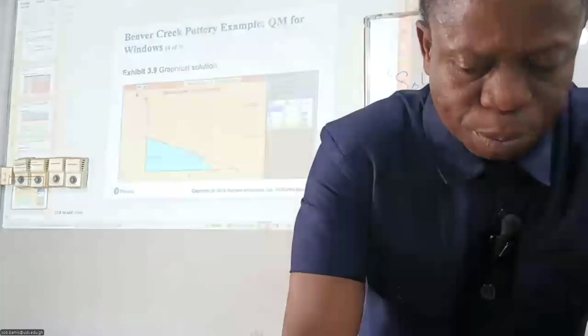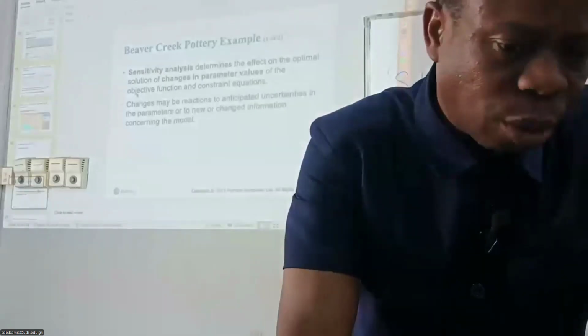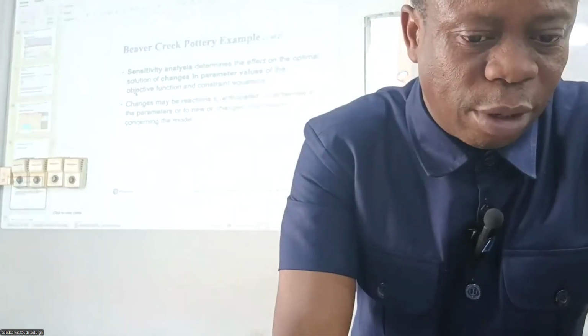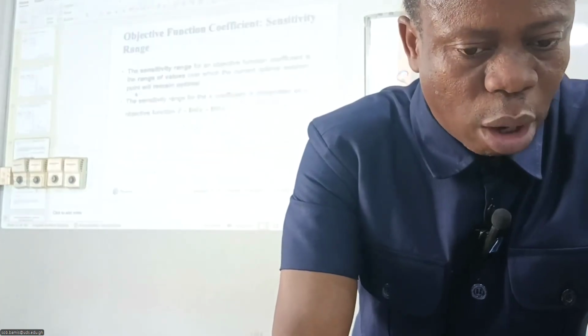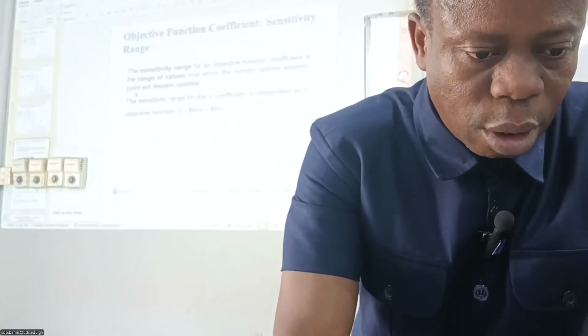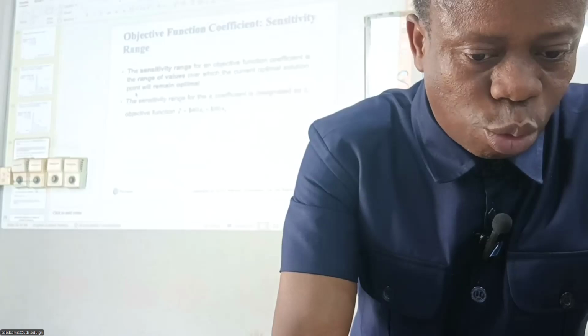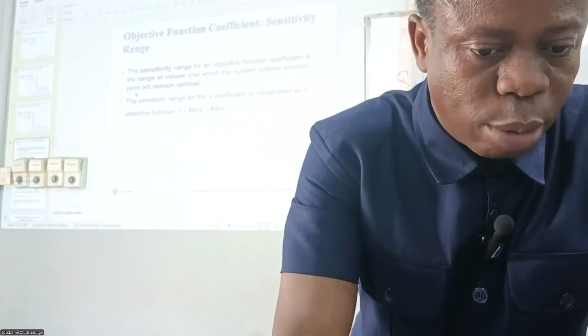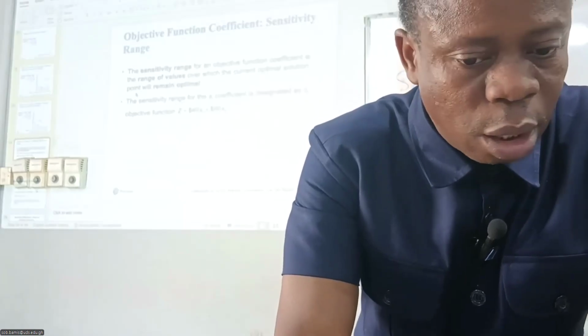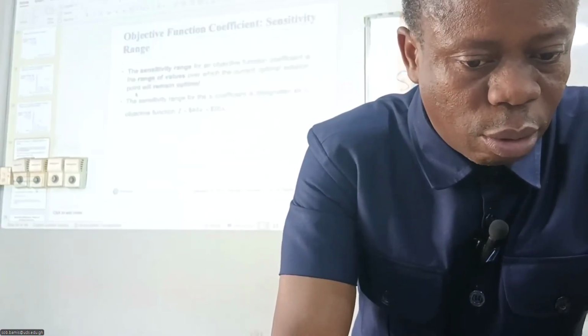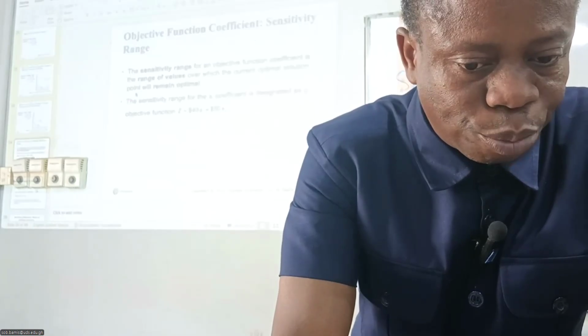Now, so I've taught you how to interpret the sensitivity ranges. But more than that, if you have a two decision variable problem, you should be able to calculate it mathematically. Okay, so that's really what we are going to go through.